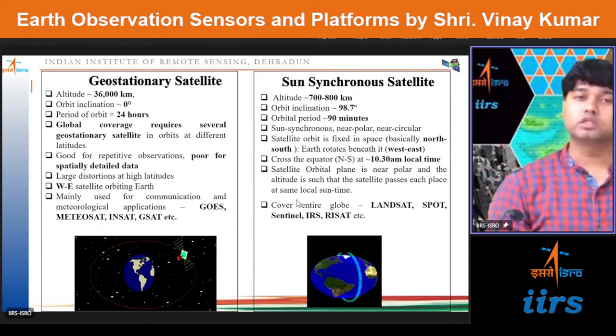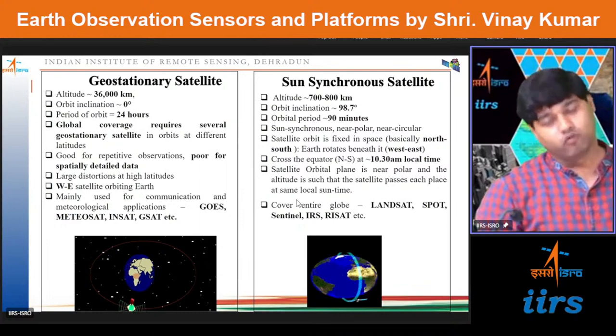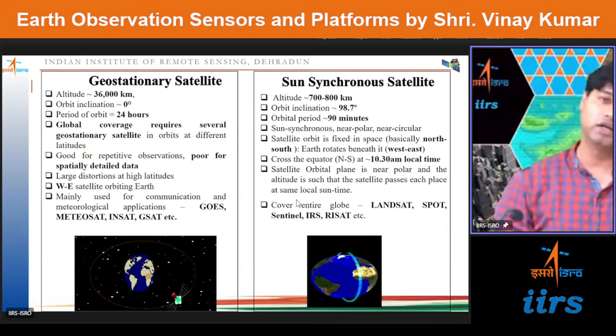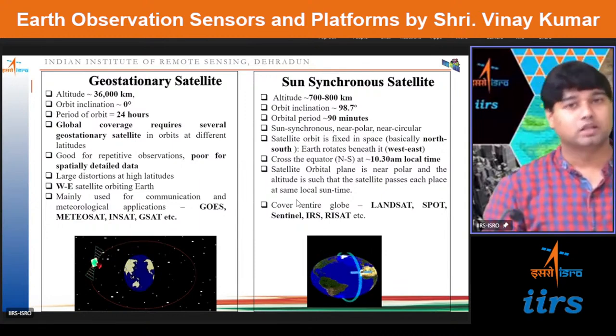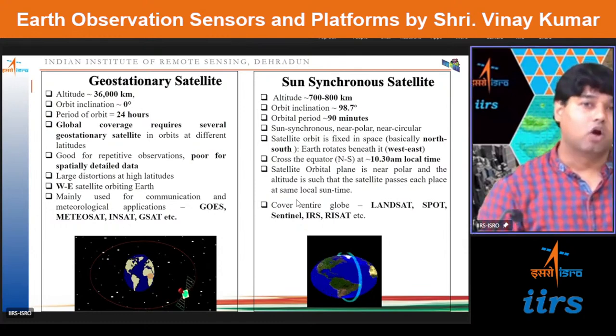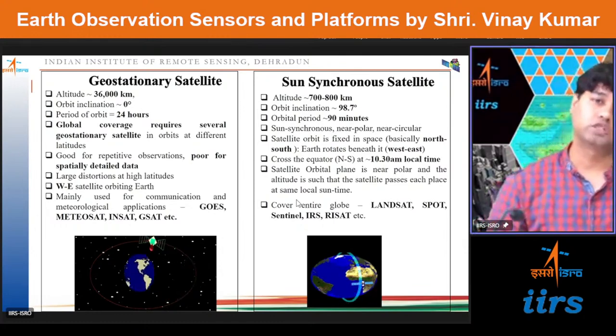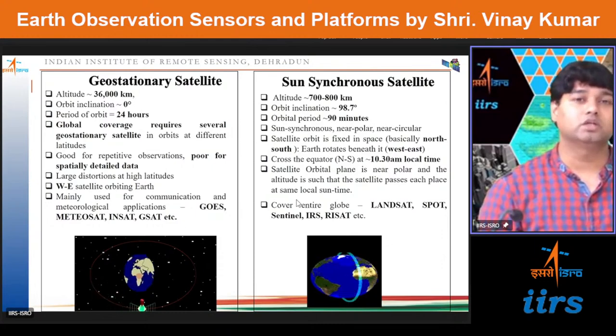And altitude is 700 to 800 kilometers. It is just an example of some satellite. For various satellites, there are different altitudes, but the range is, as I told you in my previous slide, that it may vary from 300 to 6,400. Orbit inclination is 98.7 degrees, which is near to the pole. Orbital period is 90 minutes.